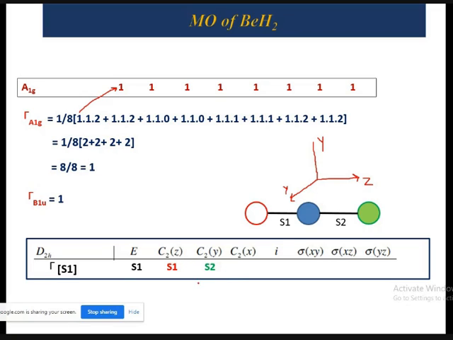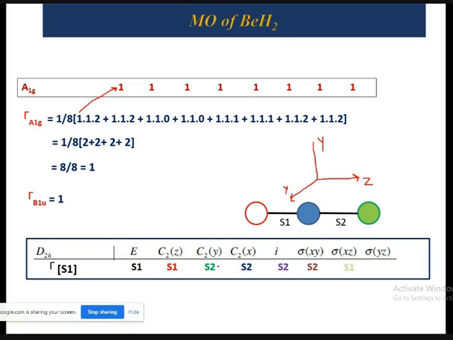I have written S2. Now with respect to C2X, again the same, it is going to reverse. So again it is S2. With respect to i, again S2. Sigma XY is the plane which is perpendicular to the Z axis, so basically it is going to pass through the beryllium. In that case, S1 will be the mirror image of S2. That's why the contribution I have written here is S2.